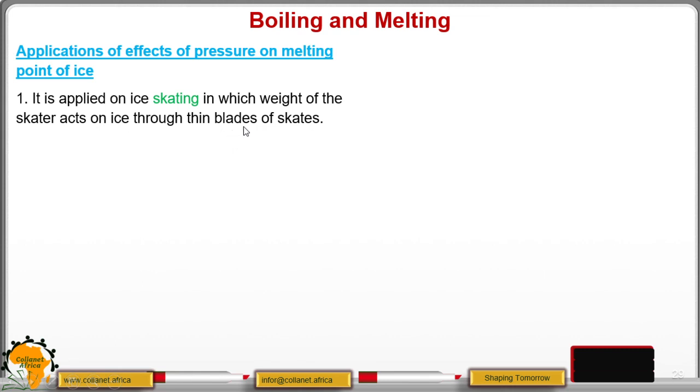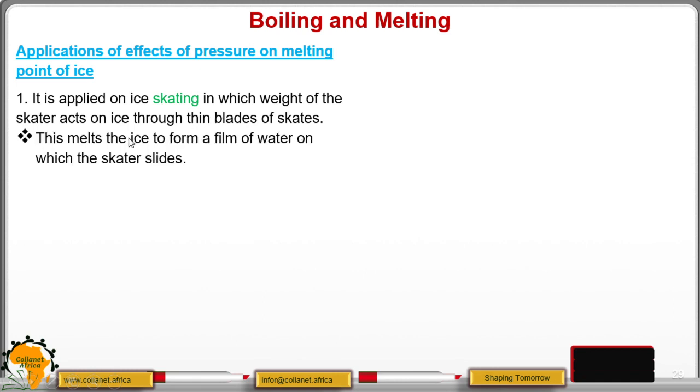Because the area of contact is small, you find that there will be a higher pressure, which implies that the higher pressure that is exerted is making the ice form a film of water on which the skater rides. So in other words, by application of that higher pressure, the melting point of ice is lowered and it melts at a lower temperature than its melting point. And therefore, the skater is able to slide.